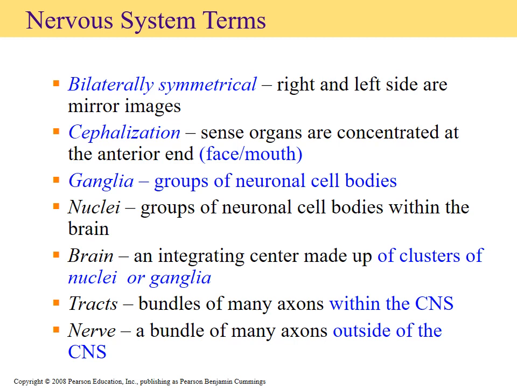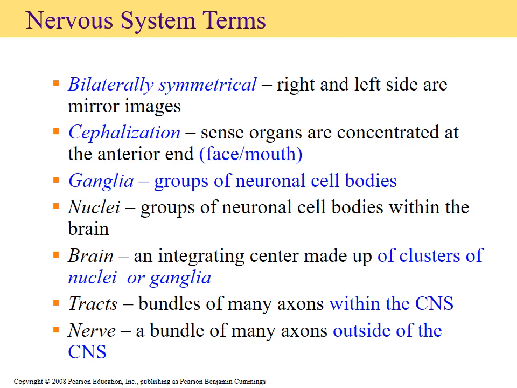Ganglia is when we take a look at a group of neuron cell bodies. Nuclei is also a group of neuron cell bodies, the same, but it's within the brain. So it's all about the location. And a brain, by definition, is going to be an integrating center where you now have the clusters of both the nuclei and input from the ganglia up to a certain point.